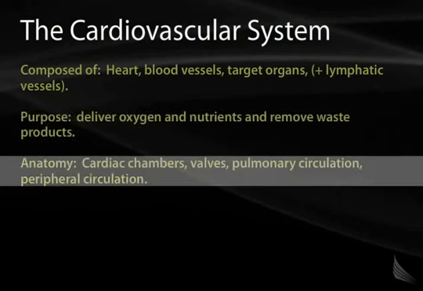The anatomy of the cardiovascular system is very important for the test. You should be able to memorize the different cardiac chambers, which valves separate them. You should remember the pressures in the different chambers. You should know about the pulmonary circulation, and you should know about the special peripheral circulations, all of which we will go over today.